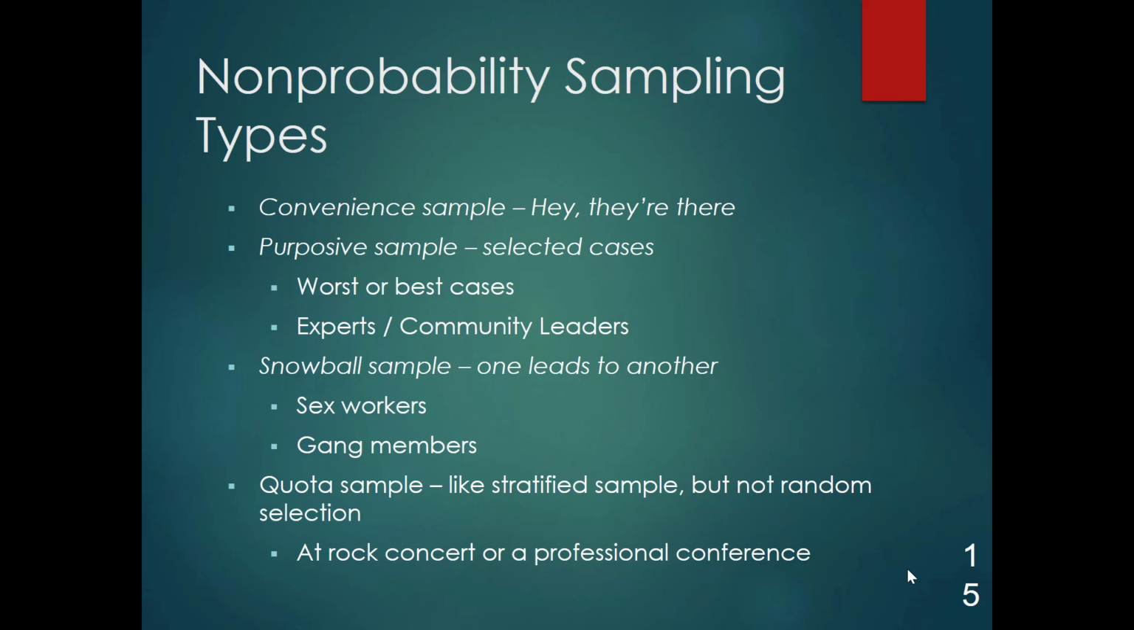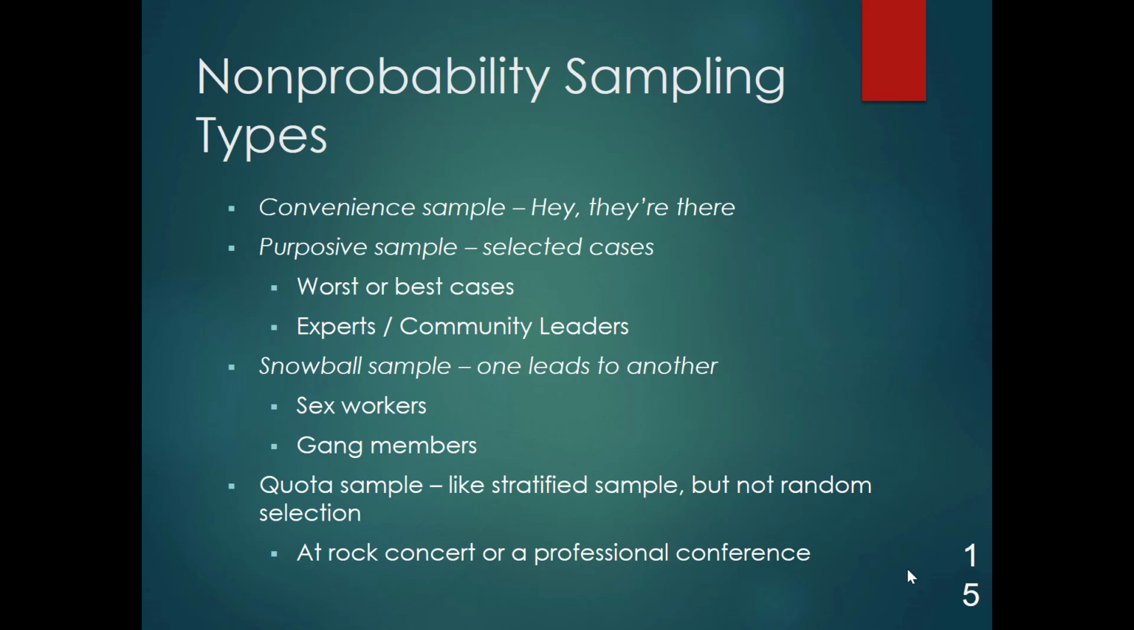Snowball sample is whenever you have one lead and it leads you to others. For example, this is a good one to use whenever you're working with the homeless population, because it's hard to get access to those who are homeless since you don't know where to find them, right? So if you get access to one homeless person, you can tell them about the study and tell them to pass on the information to other homeless people, and that way they can participate in the study as well.